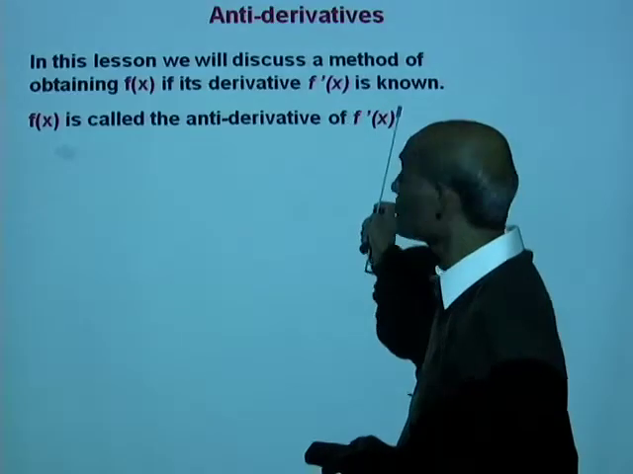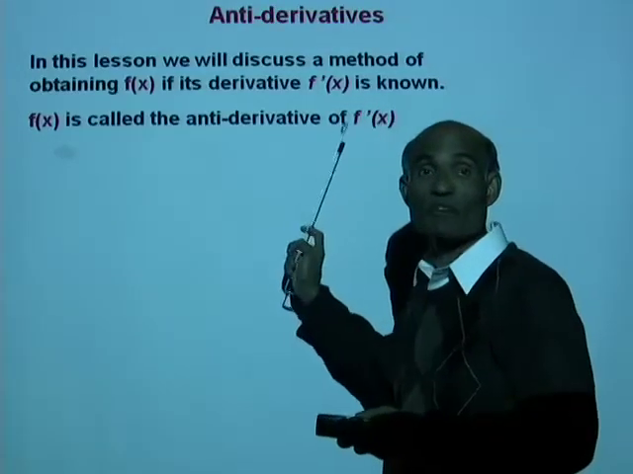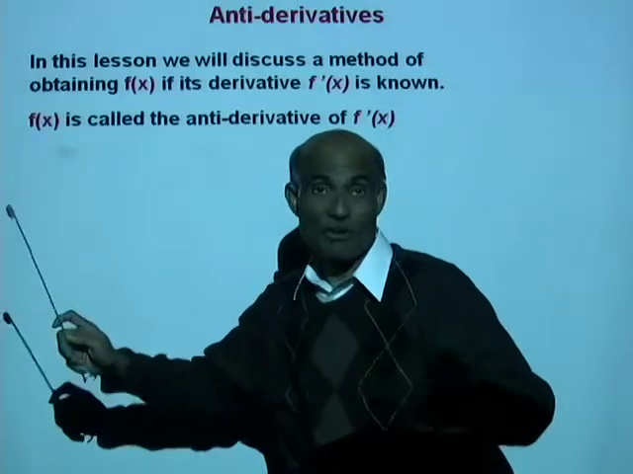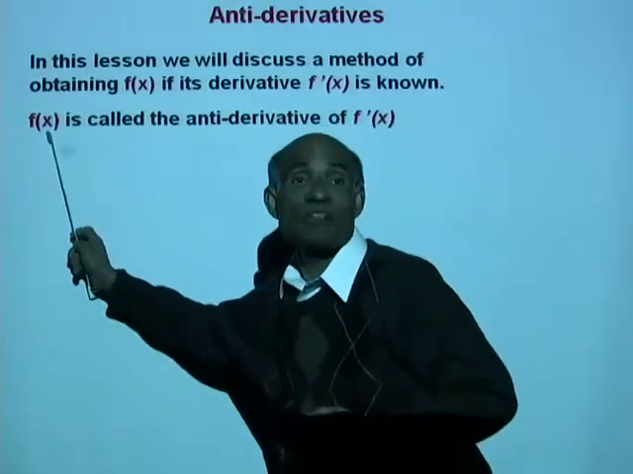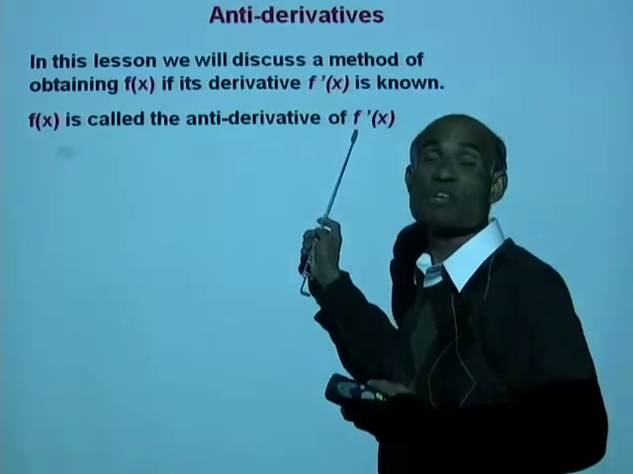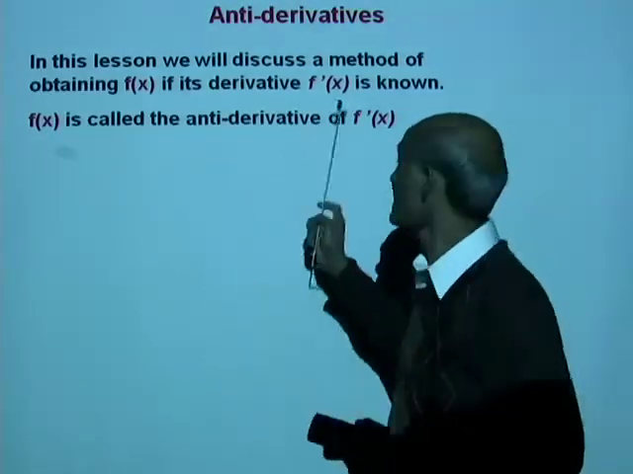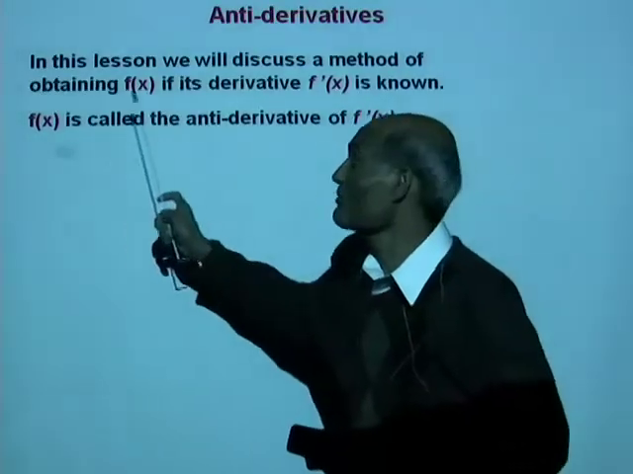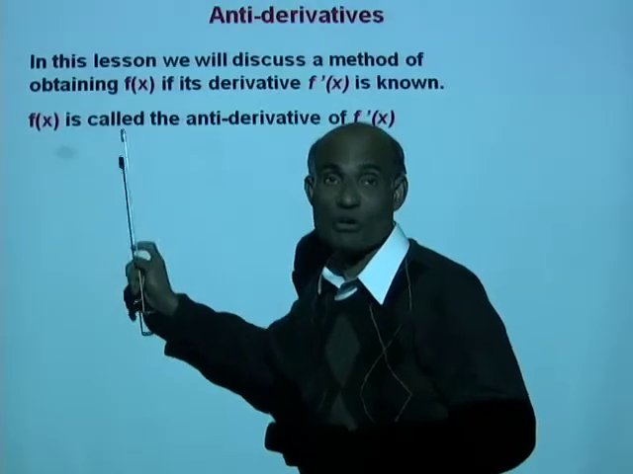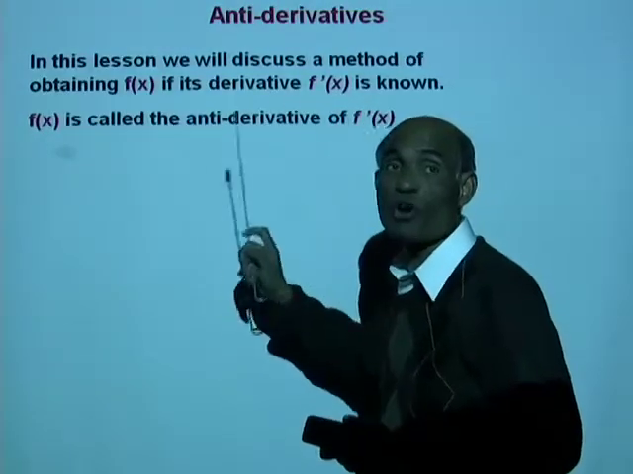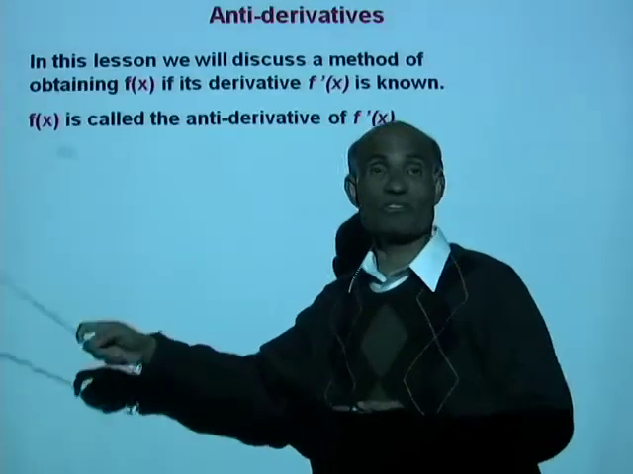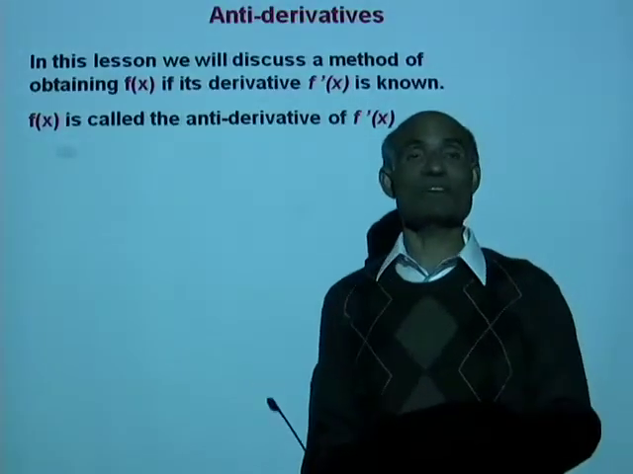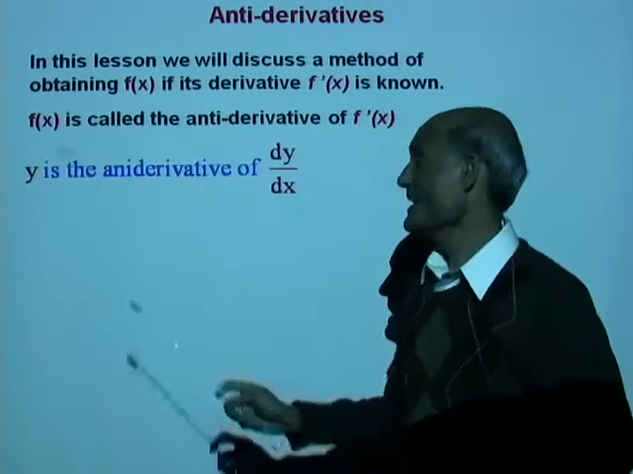So, we say f of x is called the antiderivative of f prime x. In other words, f prime x is the derivative of the function f of x. So far, we were using f of x to find the derivative f prime x. In this lesson, we will have to use f prime x to find f of x. So, if f prime x is called the derivative of f of x, then f of x is called the antiderivative of f prime x.